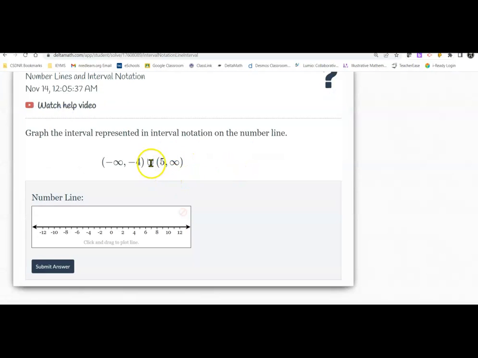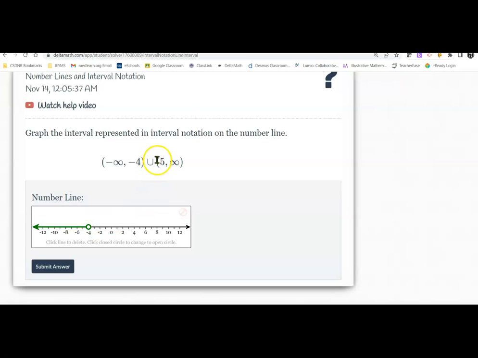One last time, see this symbol here? That means I am combining or joining this into a union. So -infinity to -4. -infinity is my lowest, -4 is my highest. So I'm going to start at -4 and draw my arrow to -infinity. Now the -4 has a parentheses, so I'm going to open it.